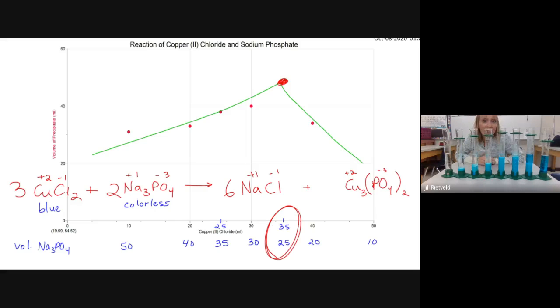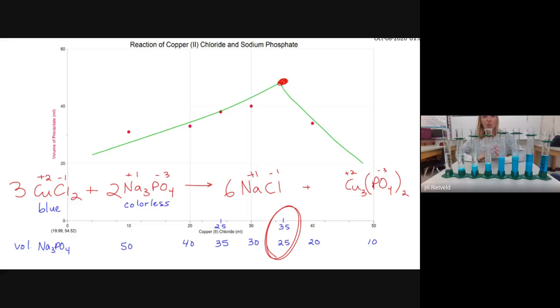So a couple things they could ask me about a graph like this. Number one, they could ask me, where's the optimal ratio? Where is the ratio that would represent the molar ratio from the balanced equation? I'm just looking for the peak of the graph. Then if I follow that down to find my optimal ratio, if I ever have more of a particular reactant, then that reactant is in excess. And if I have less than the optimal ratio, then that reactant is limiting.